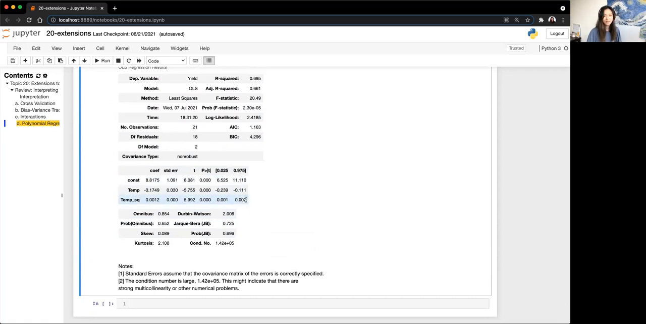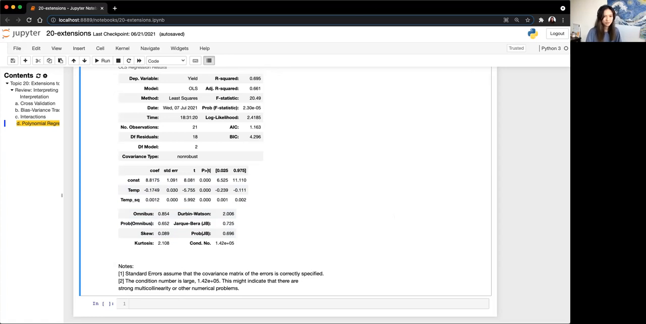Again, maybe it is the case that there is not a linear relationship between temperature and yield itself, but potentially it is the addition of both of these that have a linear relationship. So whether you want to keep the original one or not, it's up to you to decide. But yeah, that's polynomial regression.